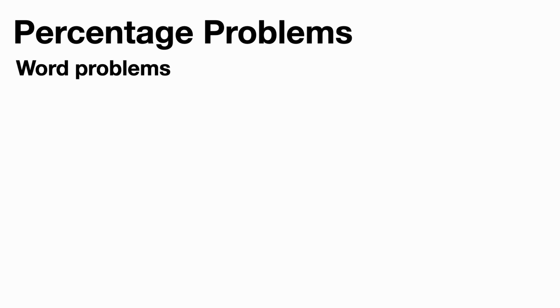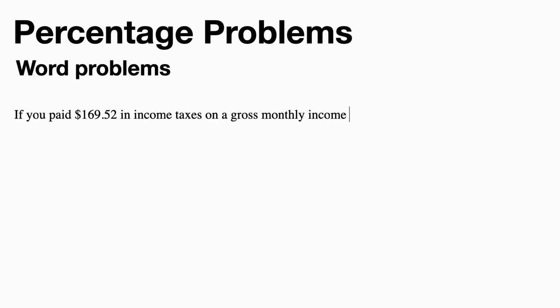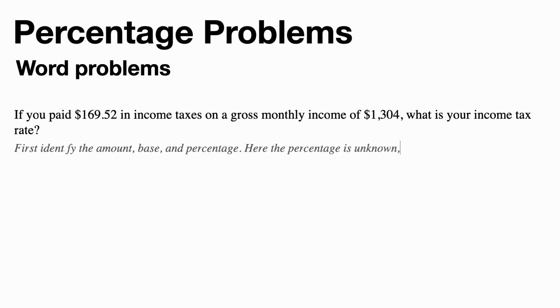Word problems. Let's do it. If you paid $169.52 in income tax on gross monthly income of $1,304, what is your income tax rate? First, identify the amount, base, and percentage. Here, the percentage is unknown. The base is 1304 and the amount is 169.52.